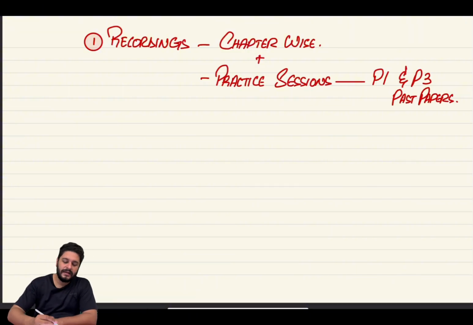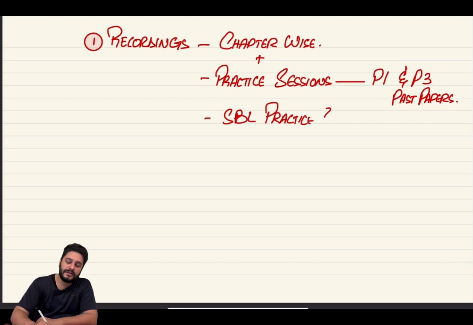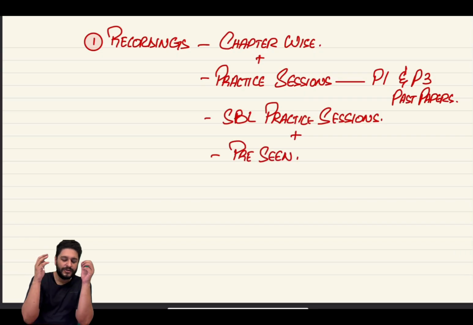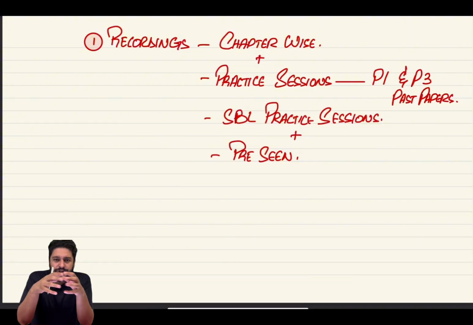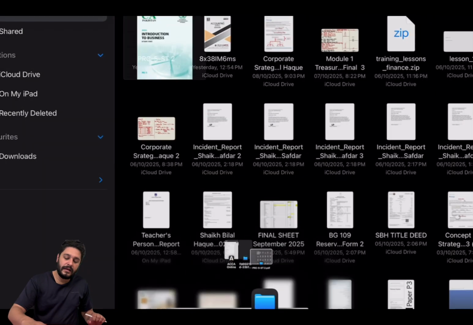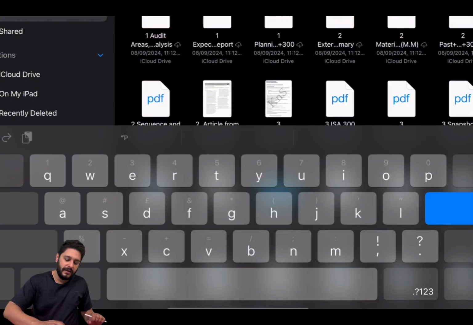Once we are done with this, we will move towards the SBL practice sessions. While you are doing the SBL practice sessions, you are going to incorporate yourself into the world of the pre-seen. Now let's talk about the pre-seen. The pre-seen is the knowledge about the industry and the company that the examination is going to test in your attempt. Now I'm going to show you some of the pre-seen that have been uploaded historically by ACCA.